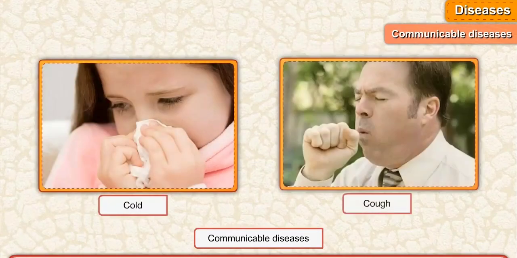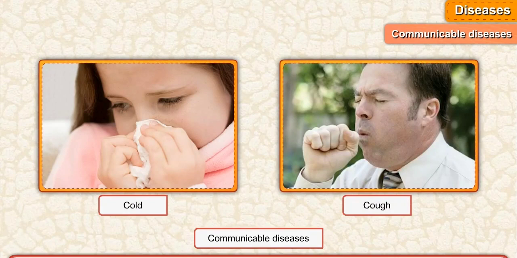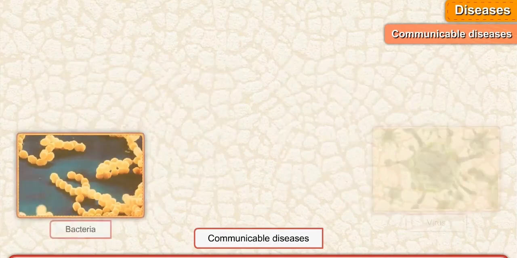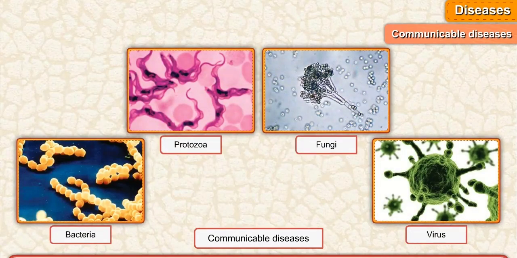Communicable diseases. The diseases that can spread from one person to another are called communicable diseases. Communicable diseases are caused by germs. Some of the communicable diseases caused by bacteria, virus, protozoa and fungi are listed here.